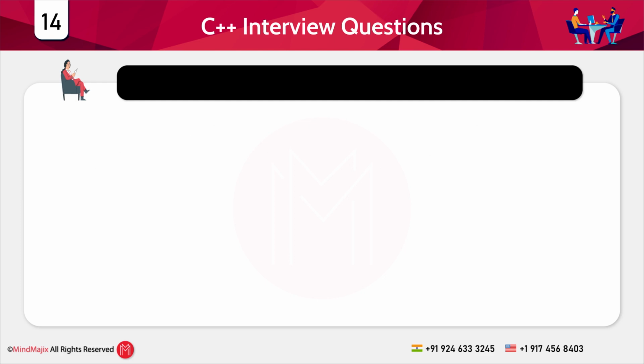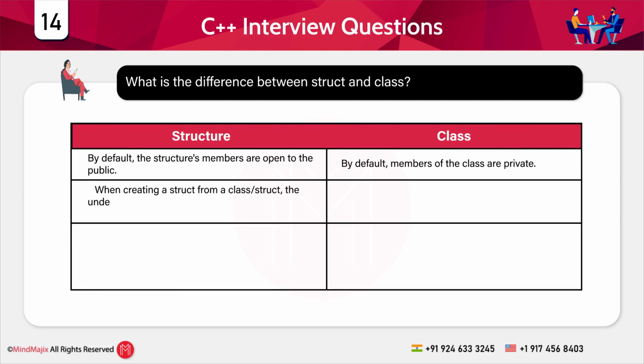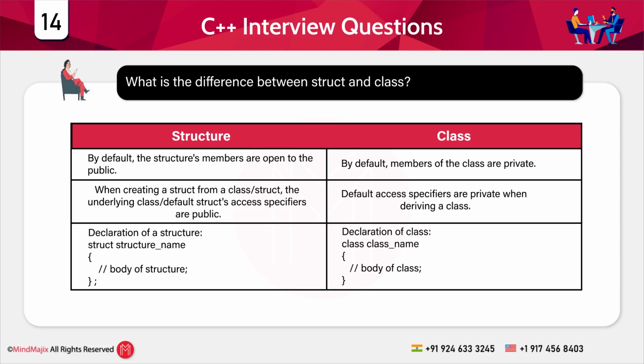The next question is, what is the difference between a structure and a class? So guys, if you talk about structure, by default, the structure's members are open to public. Whereas if you talk about a class, by default, the members of the class are private. Now what is public and private? These are nothing but the access specifiers. If you talk about structure, the default access specifiers are public, and the default access specifiers are private when you derive a class.